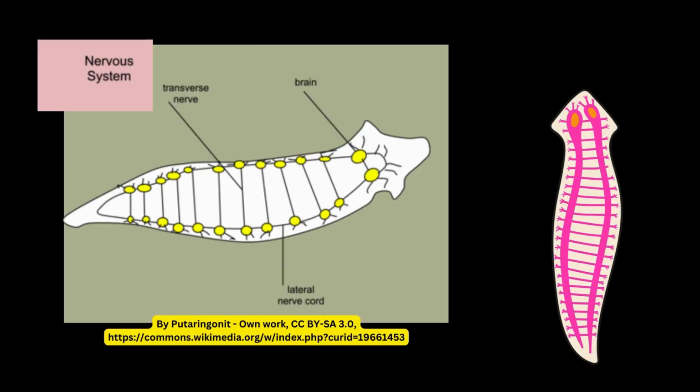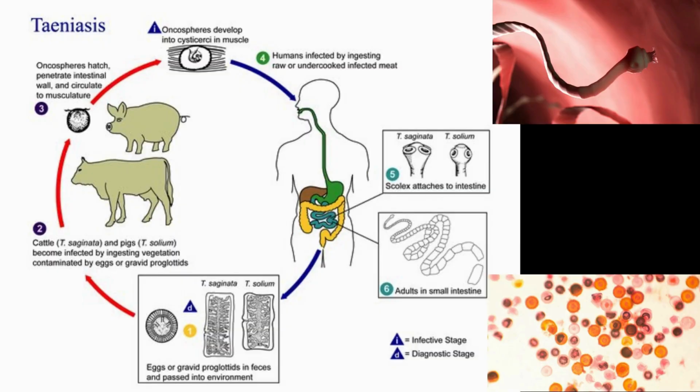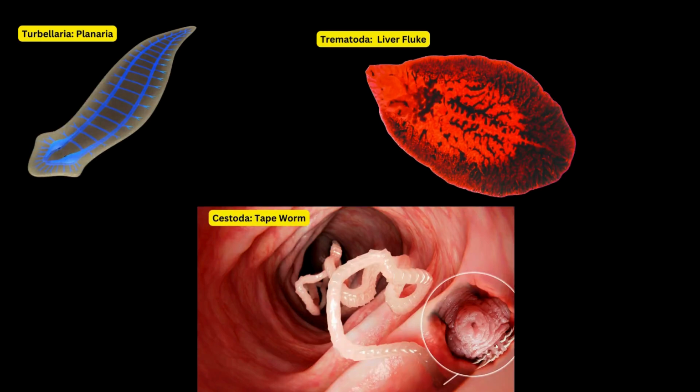Platyhelminthes possess flame cells for excretion, a ladder-like nervous system, and connective tissues in their body cavity. Their life cycle often includes one to many larval stages. There are 3 main groups of Platyhelminthes: Turbellaria, Trematoda, and Cestoda.